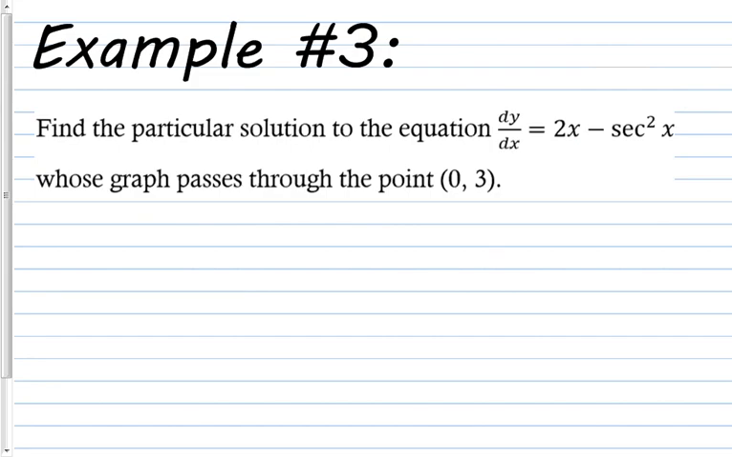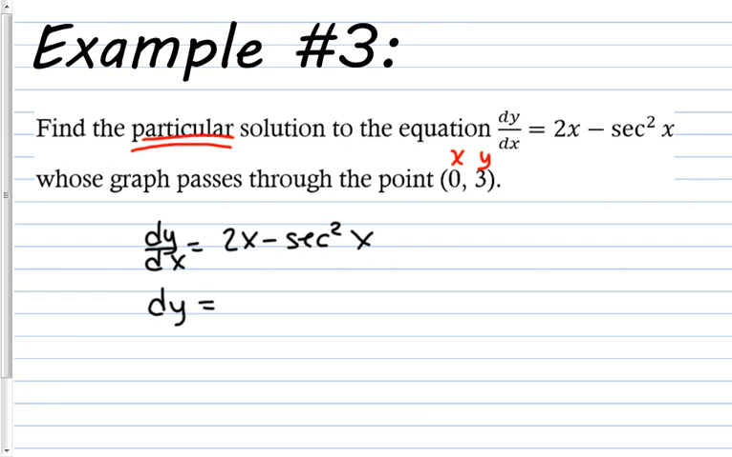Okay, find the particular solution to the equation. So same thing, whose graph passes through the point (0, 3). So here's my x and here's my y. I'm going to use them to find what c equals. And then I'm going to end up with one equation, my particular solution. Okay, so dy/dx equals 2x minus secant squared x. Separate the variables. So dy equals 2x minus secant squared x dx.